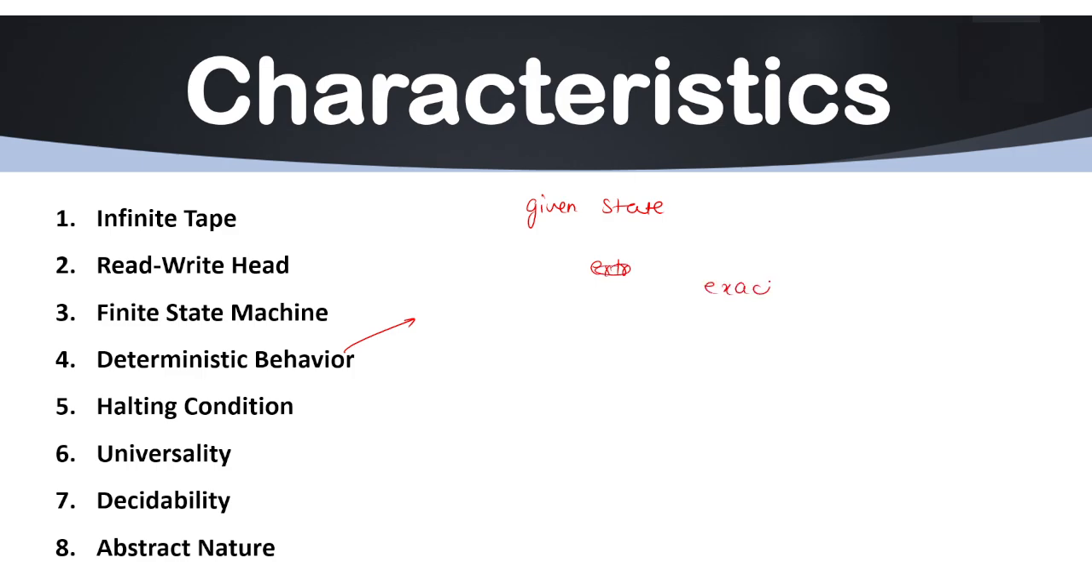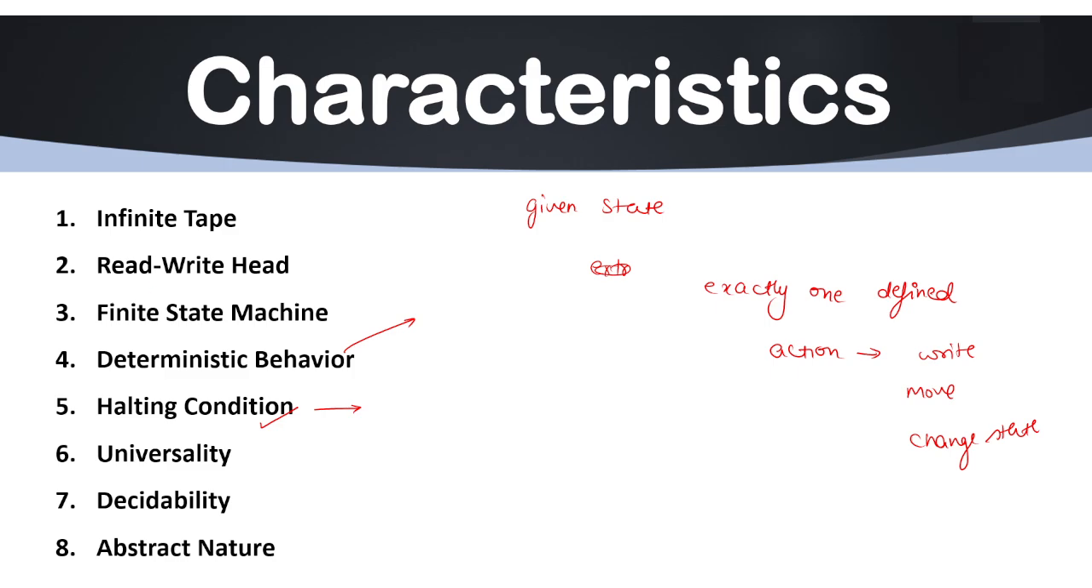There is exactly one defined action. The one defined action can be your write action, move action, or change the state of your machine. This deterministic nature ensures that the machine behaves predictably according to its rules. Another can be your halting condition. The Turing machine may eventually reach a point where no further moves are specified by the transition function, and this is when it halts. I am repeating the statement because it is very, very important.